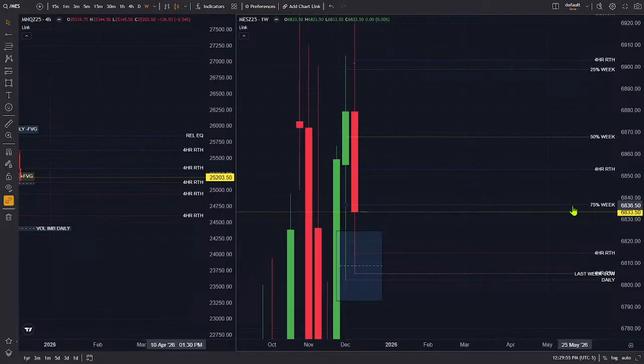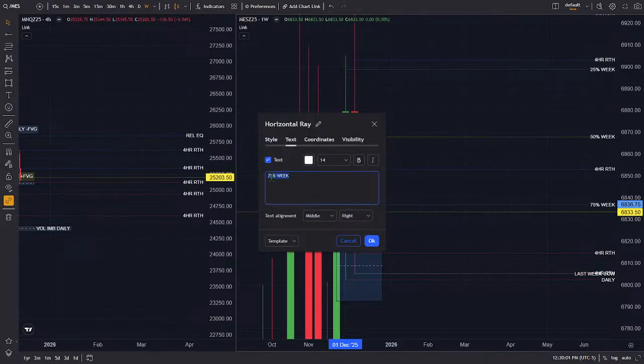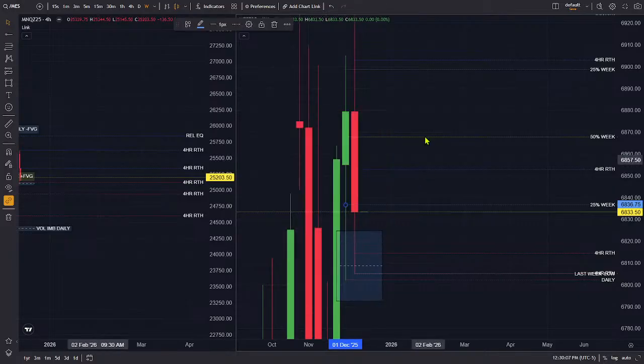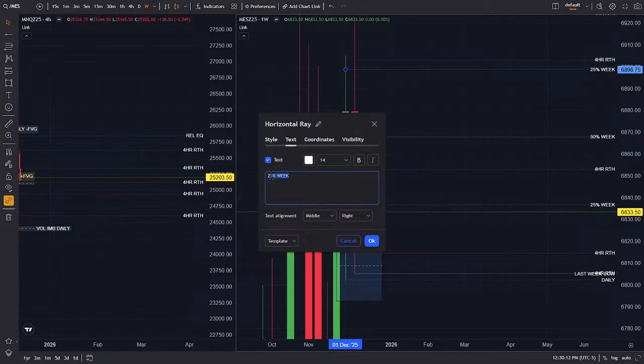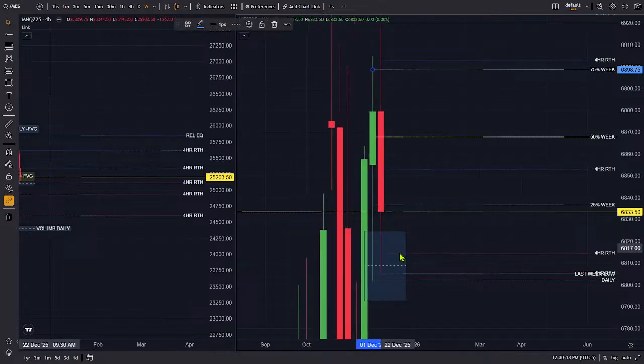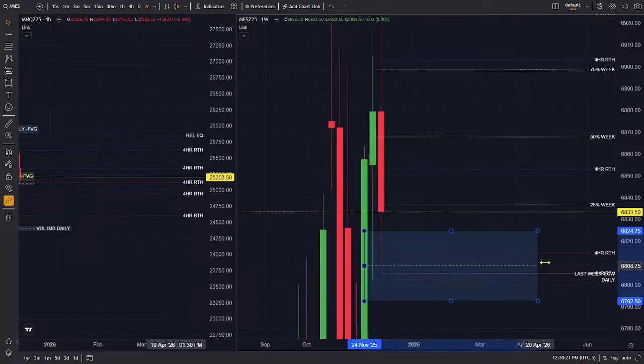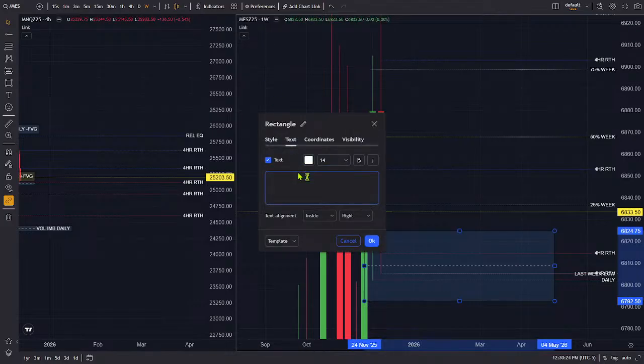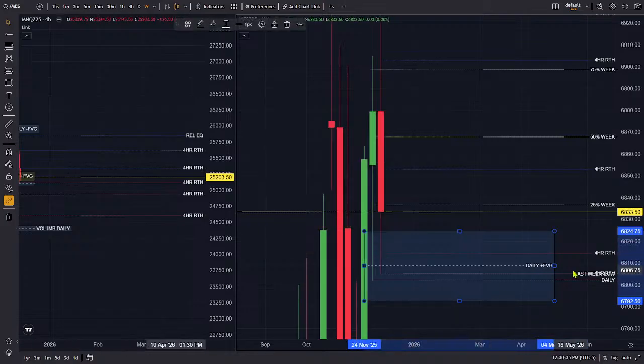You could flip this one if you wanted to, because if we pull back all the way to here, that's actually going to be the 75. So this one will be only a 25. And this one's our 75. There we go. And we needed to label this. We didn't. There we go. Daily bullish fair value gap.